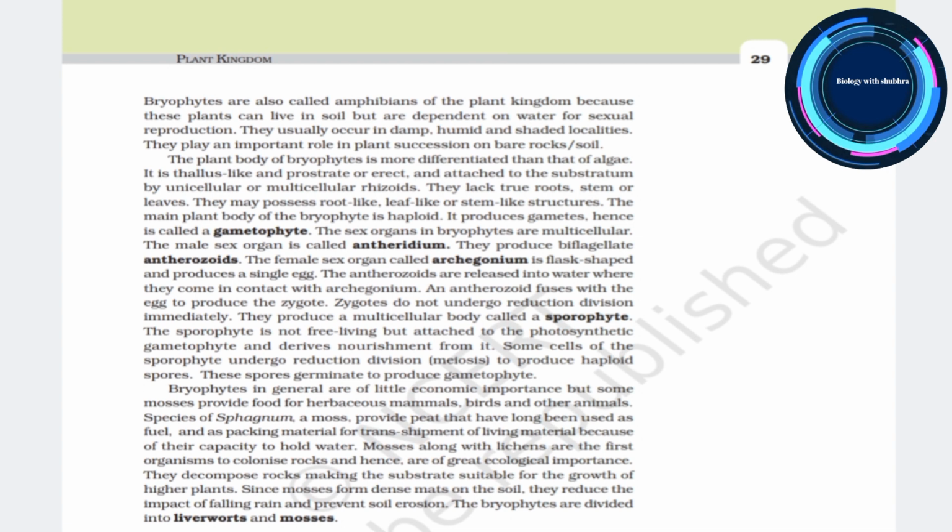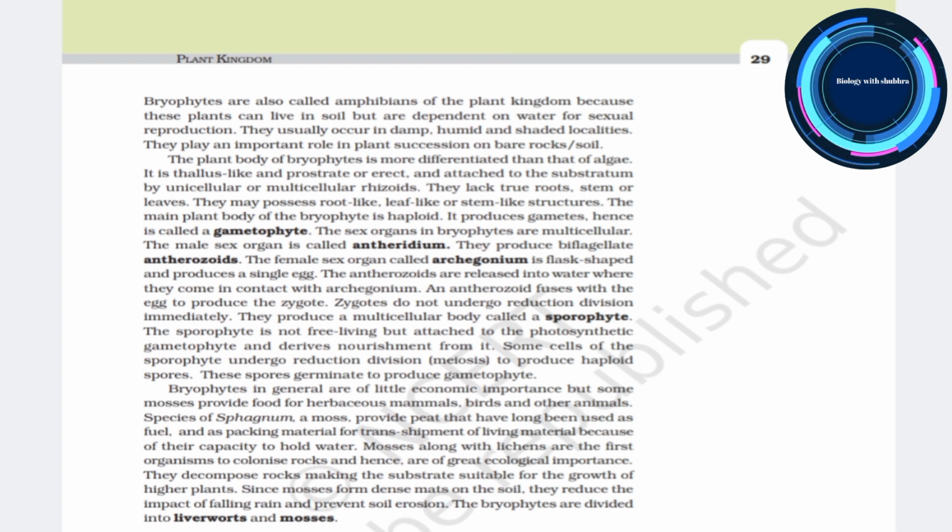produce the zygote. The zygotes do not undergo reduction division immediately. They produce a multicellular body called a sporophyte. That is, the sporophyte is not free-living but is attached to the photosynthetic gametophyte and derives nourishment from it. Some cells of the sporophyte undergo reduction division, that is meiosis, to produce haploid spores. These spores germinate to produce gametophyte.